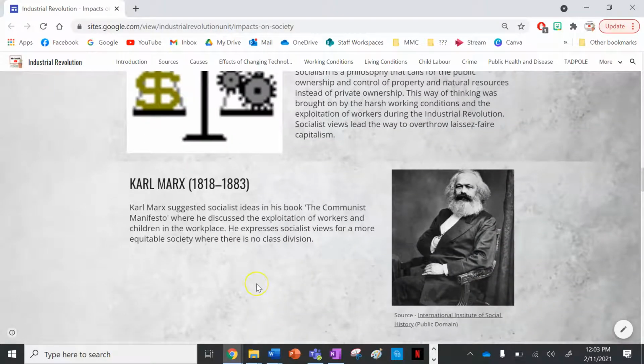The first person we need to look at is Karl Marx, and as your study of history continues, you will no doubt come across this man's work again. Karl Marx suggested socialist ideas in his book, The Communist Manifesto, where he discussed the exploitation of workers and children in the workplace. He expresses socialist views for a more equitable society where there is no class division. And of course, these beliefs led to the communist movement as well.